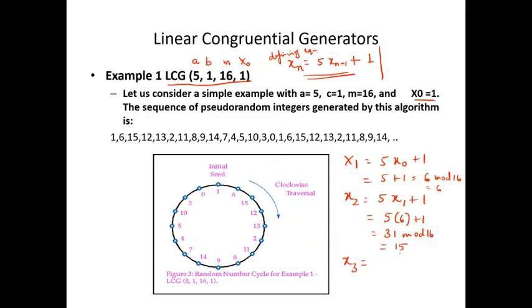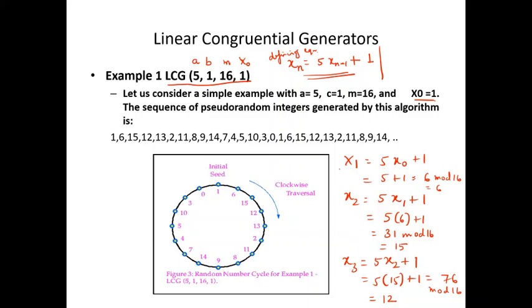Likewise, you find the next number. What's the next number in the sequence? X3 will be 5 times X2 plus 1. So 5 into 15 plus 1. This will be 76. Tell me how much is 76 mod 16? 12. So likewise, you can find the numbers.